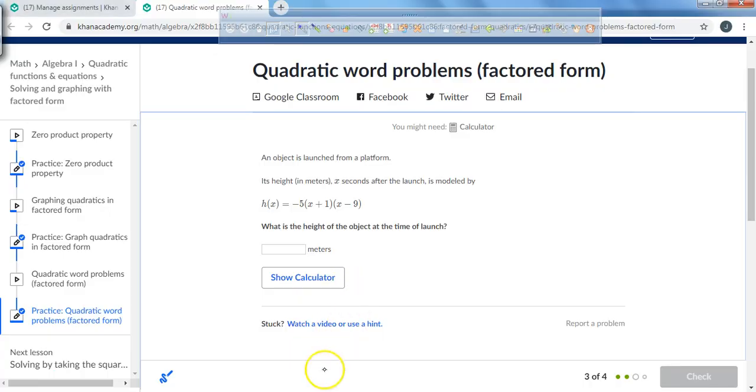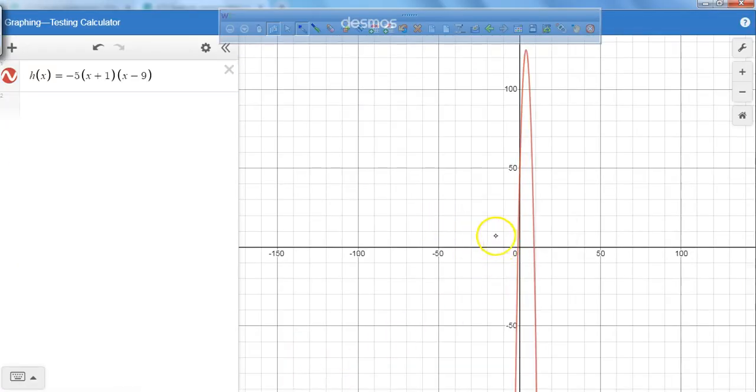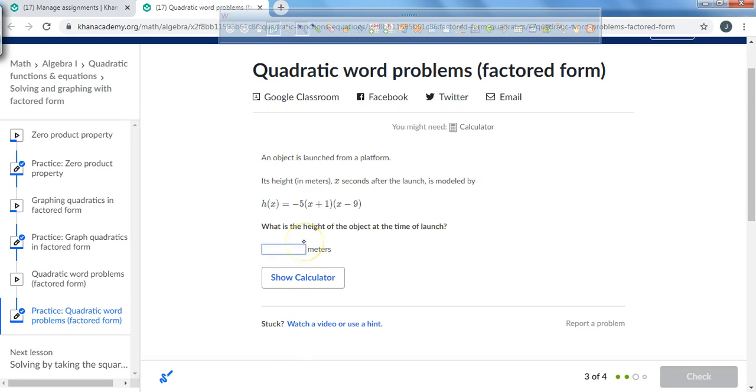Oh, and on Desmos, if you don't see the points, just click on the graph, and you'll see certain points pop up. There's one of the zeros, there's another 0, there's the y-intercept, and there's the maximum. You can find those points pretty easily. So let's go over here, type in 45. Hit check. Let's go to the next question.